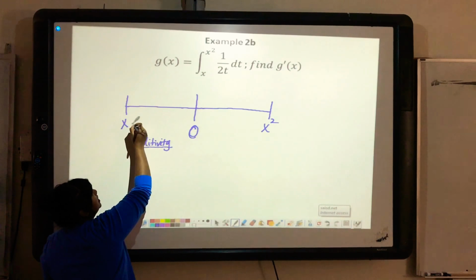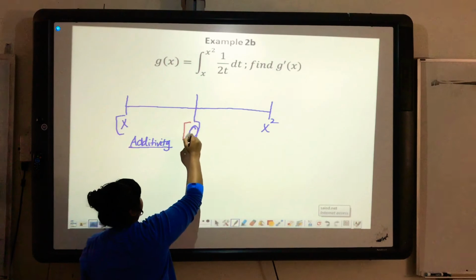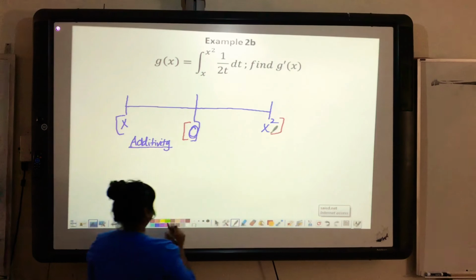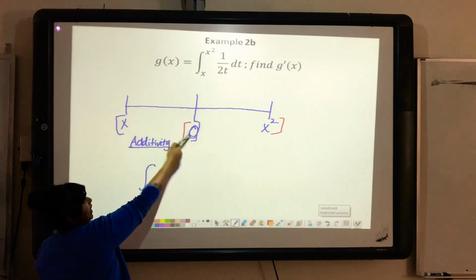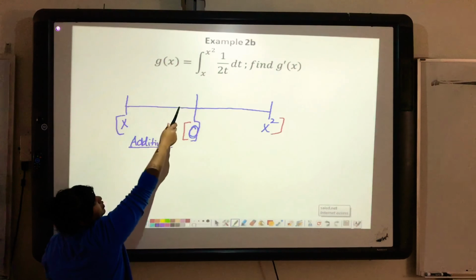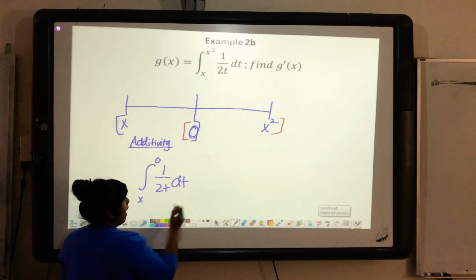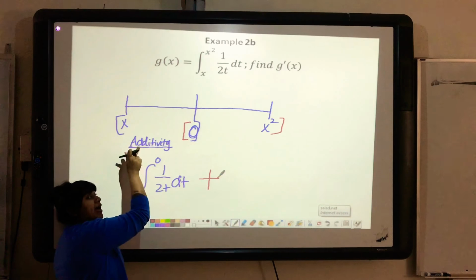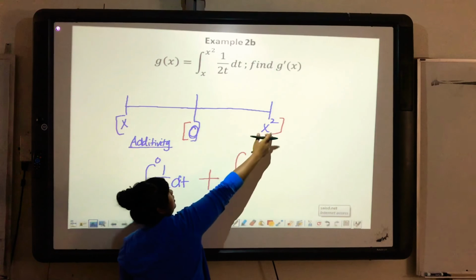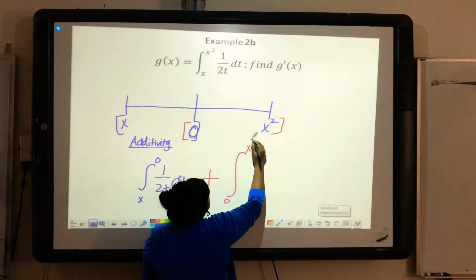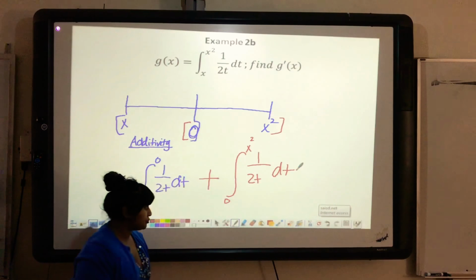Additivity. And what that means is I now have a new interval right here, and I have a new interval right here. So let's rewrite that. So that becomes the integral from x to 0 of my original function, 1 over 2t dt, plus, let's not use the wrong operator, the integral now from 0 to x squared of 1 over 2t dt.